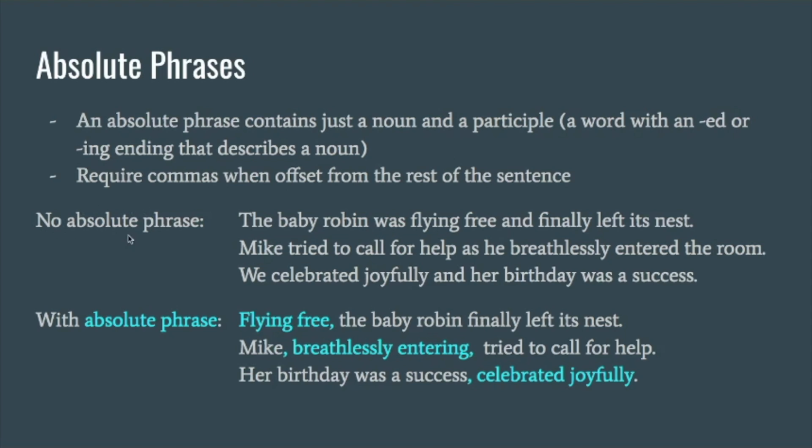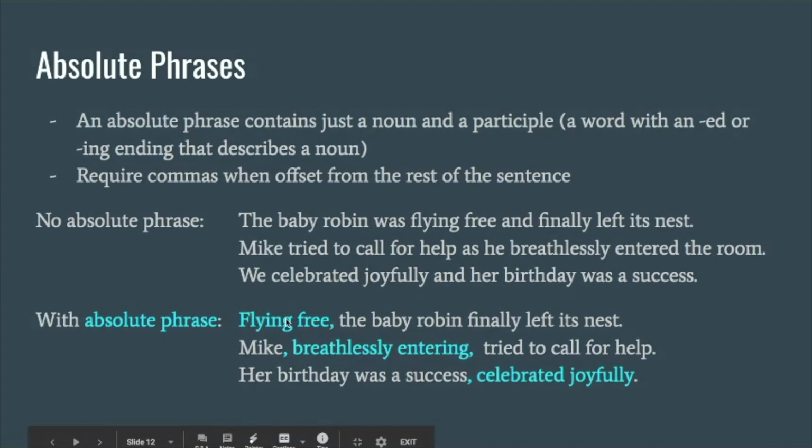Let's take a look at some examples without an absolute phrase. The baby robin was flying free and finally left its nest. Mike tried to call for help as he breathlessly entered the room. We celebrated joyfully, and her birthday was a success. With an absolute phrase, flying free, the baby robin finally left its nest. Mike, breathlessly entering, tried to call for help. Her birthday was a success, celebrated joyfully.